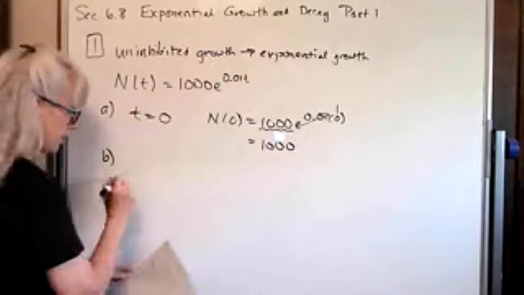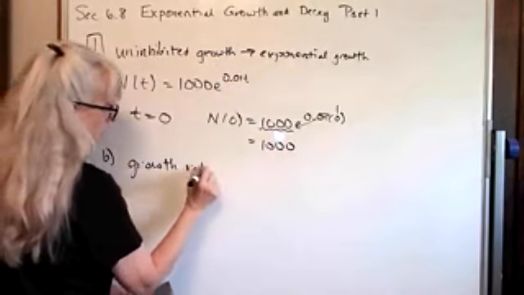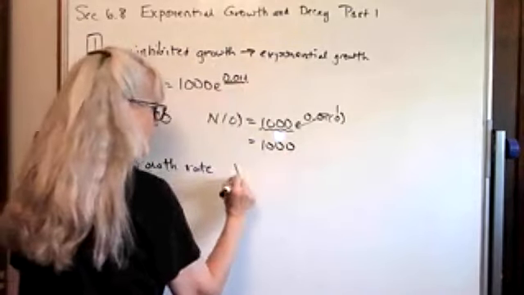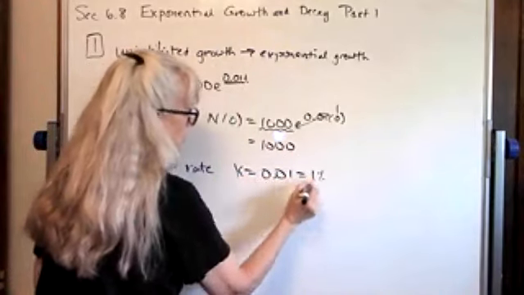Part B is asking for the growth rate. So the growth rate is sitting up here as this decimal. So for us, our K, our growth rate is 0.01, which will be 1%. So it's a 1% growth rate.